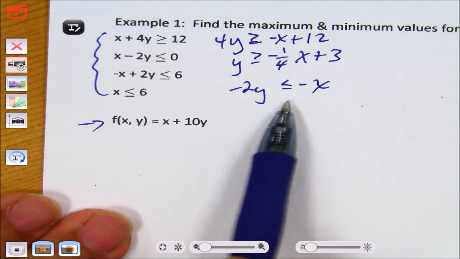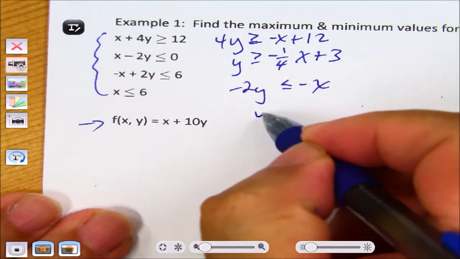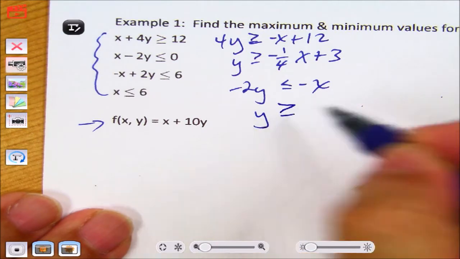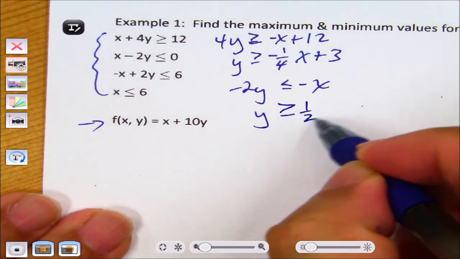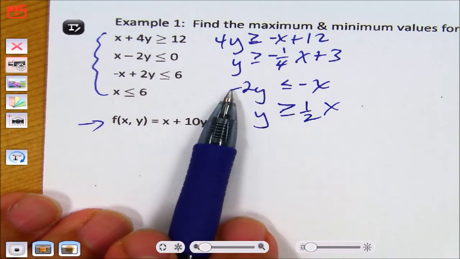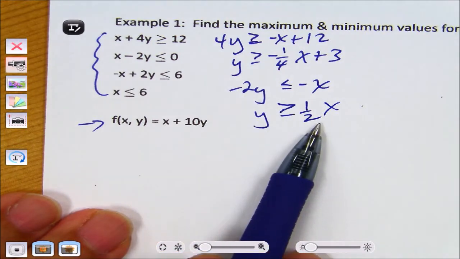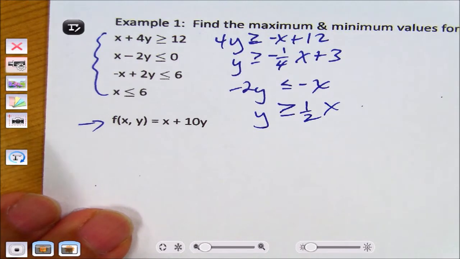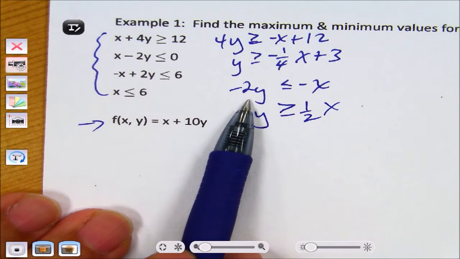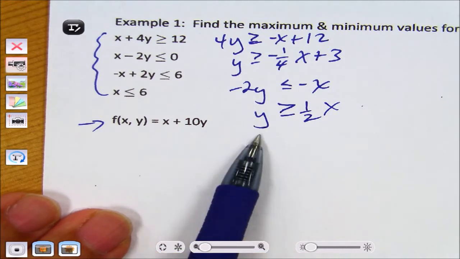Now I divide by negative 2. So when I divide by negative 2, the inequality changes directions, and that becomes 1/2 x, right? So that's like negative 1 divided by negative 2. I just rewrite it as 1 over 2. I divide by negative 2 to get rid of the negative 2 in front of the y.